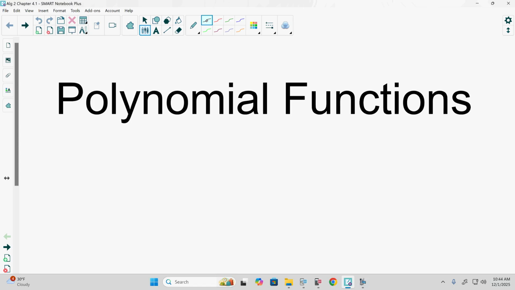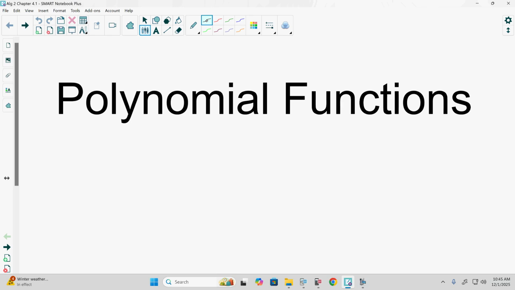So the chapter 4 test will be the last test we have for this semester. So we will be testing over this chapter 4. Now, chapter 4 for this year, what we're finishing up the semester with, is polynomial functions. Now, we've actually worked with polynomial functions, quadratics, all of chapter 3. Those quadratics are polynomial functions. So now we're going beyond that.